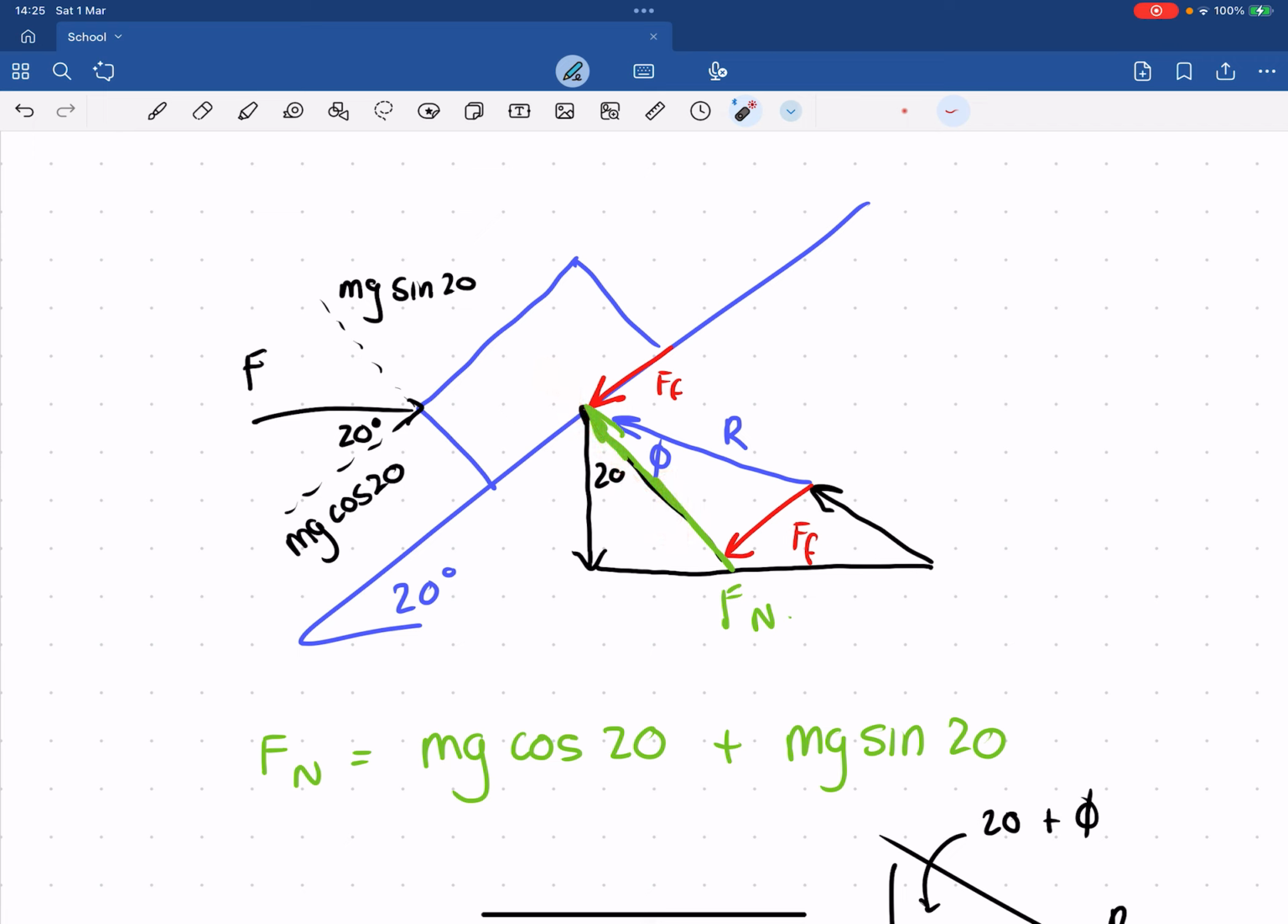Now, another misconception might be what the value of this force is. A common misconception is that the frictional force applied to an object on this plane is always going to be the same. And that's not true. We know that through Newton's second law, that if we act upon a force, it's met with an equal and opposite reaction.